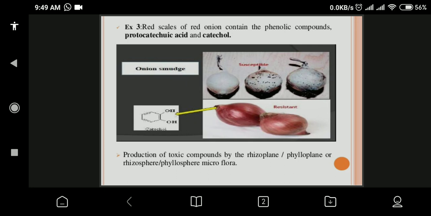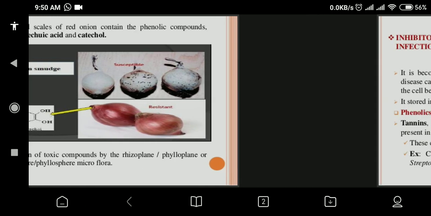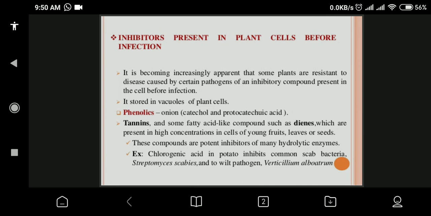This diagram is showing production of toxic compounds in the rhizosphere or phyllosphere. Inhibitors present in plant cells before infection. It is becoming increasingly apparent that some plants are resistant to disease caused by certain pathogens because of an inhibitory compound present in the cell before infection. It is stored in vacuoles of plant cells.